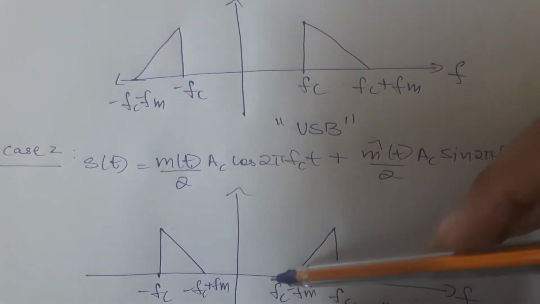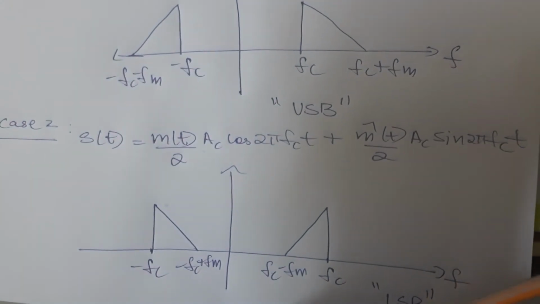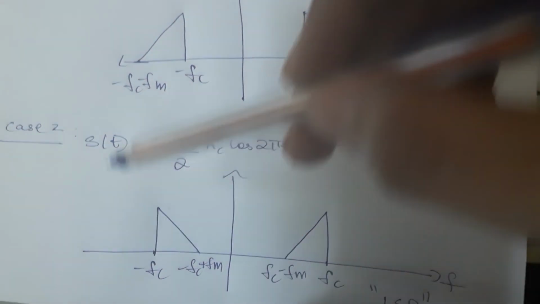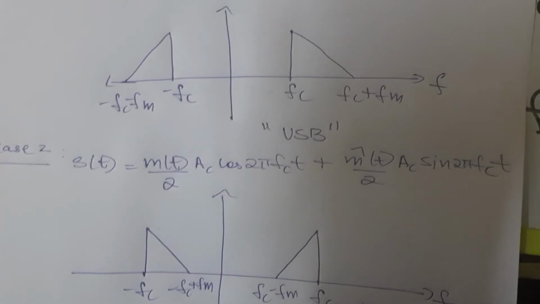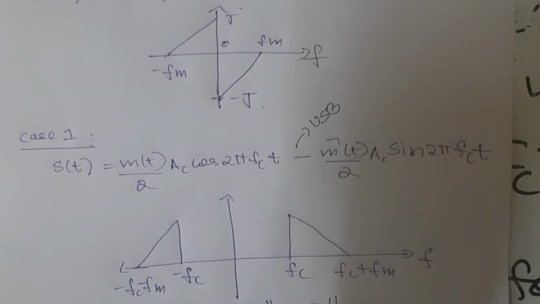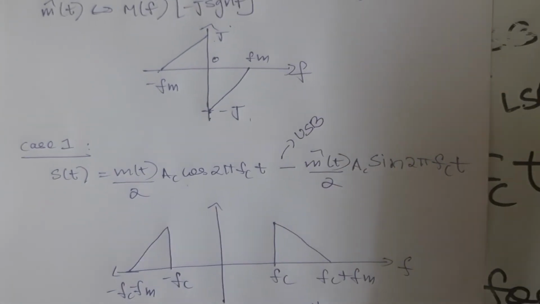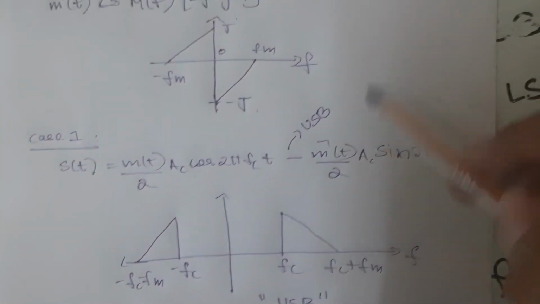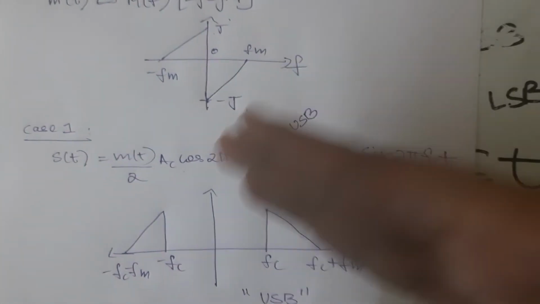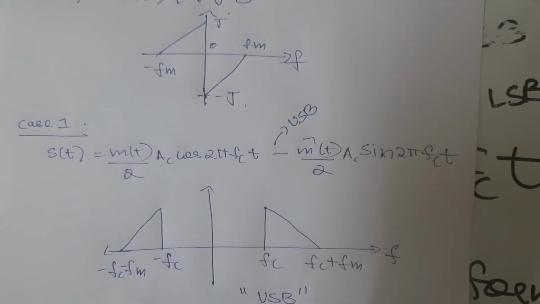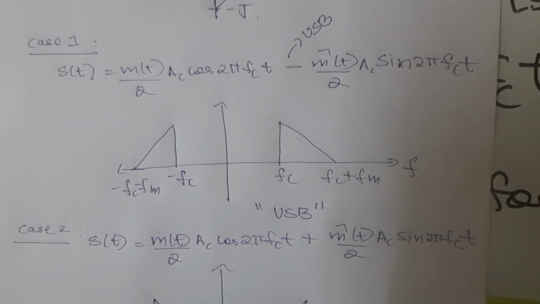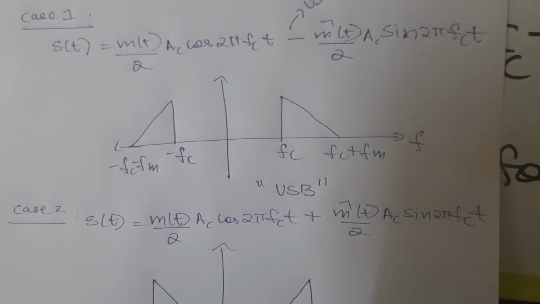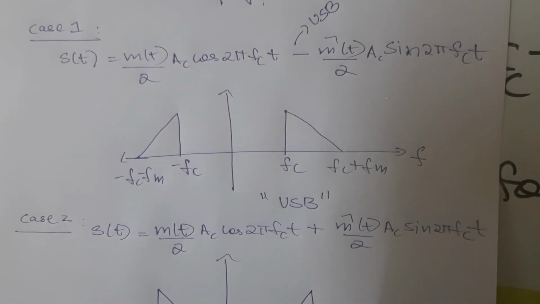Now, in case I have a plus sign, here my spectrum frequencies will look like this, from Fc minus Fm to Fc and minus Fc to minus Fc plus Fm. Simple thing to remember is, whenever it is an upper sideband, you take the higher order frequencies, and whenever it is the lower sideband, you take the frequencies which are less than the center frequency.